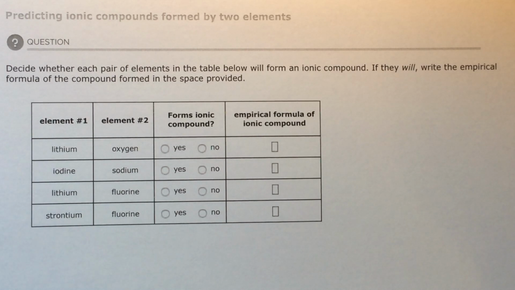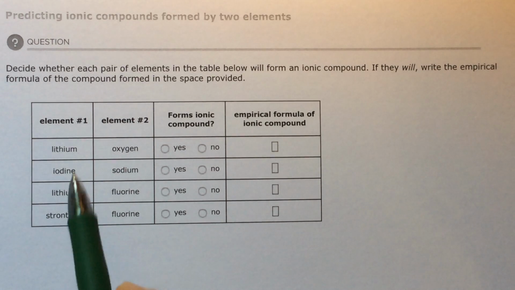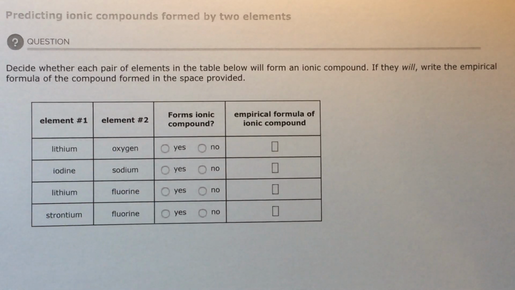All right, so let's look at this. I think you'll be able to do fine. The first example is lithium and oxygen. So I'm going to go straight to the periodic table. You should always have your periodic table out when you are doing your homework. There's no way you can know anything without it.